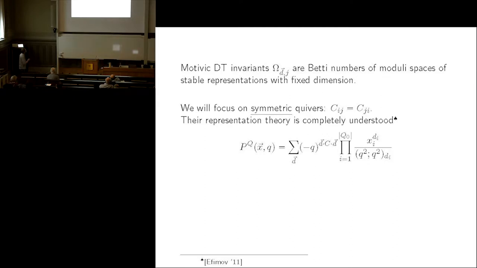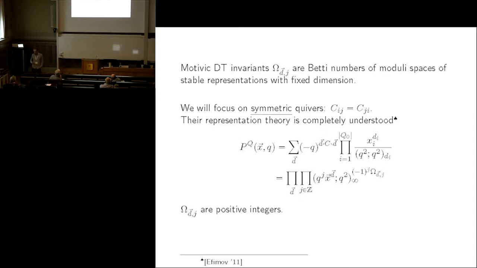So this is a definition, but then how do you get motivic Donaldson-Thomas invariants? You rewrite this as a product over all dimension vectors of q-Pochhammers, and then the exponents are the Betti numbers of quiver representation theory. And these are also guaranteed to be positive integers. So this is what we have on the quiver side.